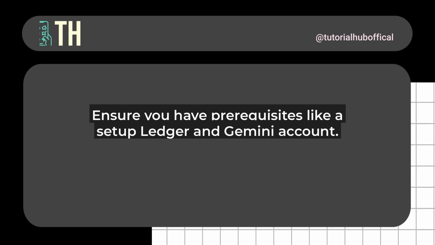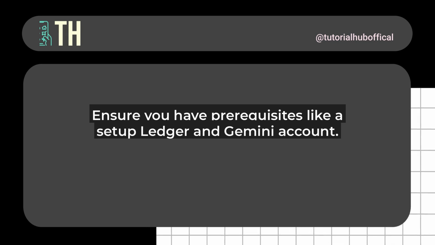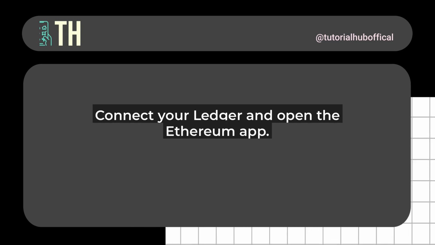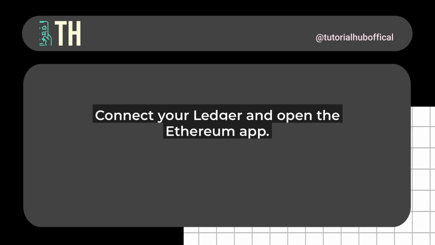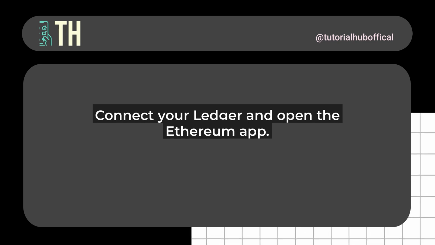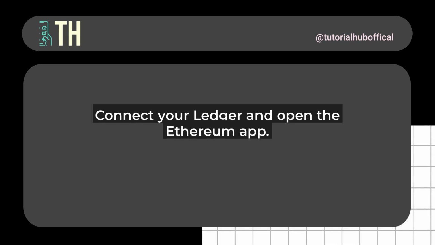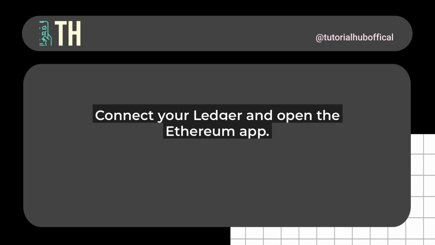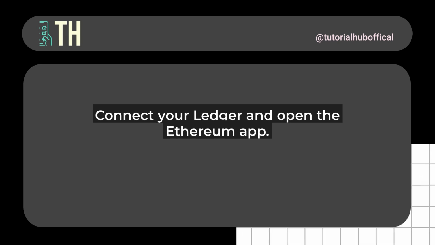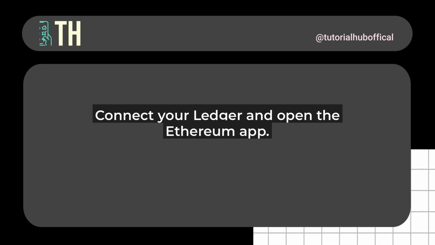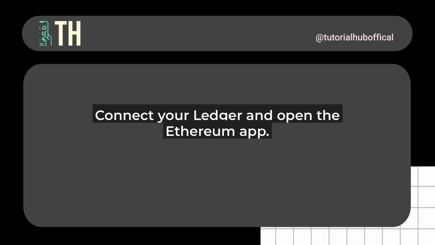Step 1. Connect your Ledger Nano X to your computer using the USB cable and open the Ethereum app on the device. This ensures your wallet is ready to interact securely. Next, log into your Gemini account on your web browser or app. Head over to the Deposit or Withdraw section, depending on how you view it, and select USDT as the asset.